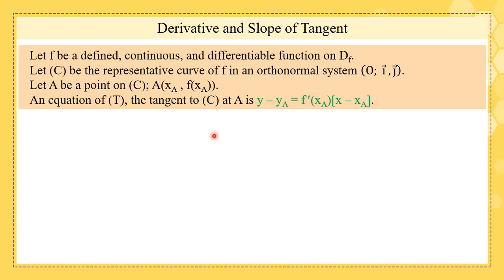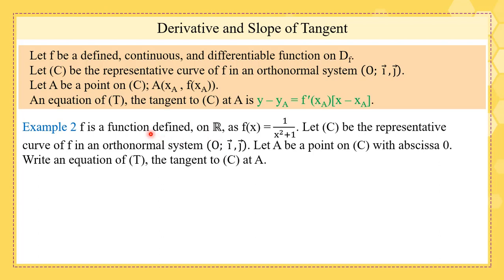Now let's take a few examples. f is a function defined on R as f of x is 1 over x squared plus 1, its representative curve is c, and a is a point on c with abscissa 0. The question is to find an equation of the tangent to c at a. So to find such an equation, we need x of a, y of a, and then f prime of xa. Let's find each one alone.